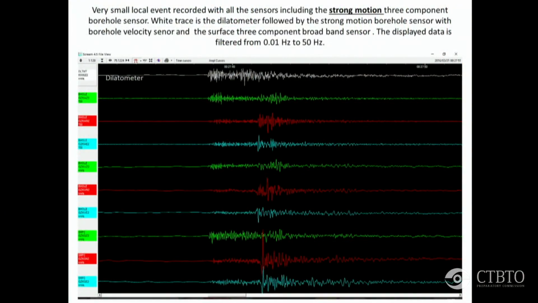And in this case, which one is this? Sorry, in this case I wanted to show that the borehole also has a strong motion instrument, to show that the dilatometer works, that of course the strong motion instrument is also there, and also we have the broadband sensor, including the surface unit.